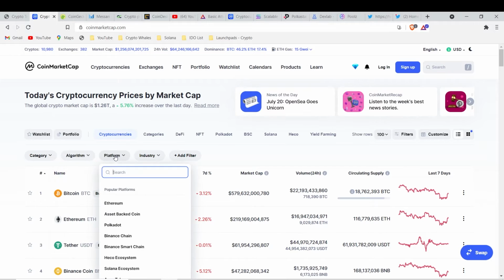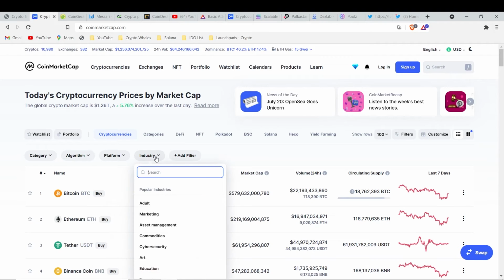You can do other filters like platforms. If you want to see certain coins or cryptocurrencies within that particular ecosystem, or in this case, platform itself, the industry that it is in, and so on and so forth.